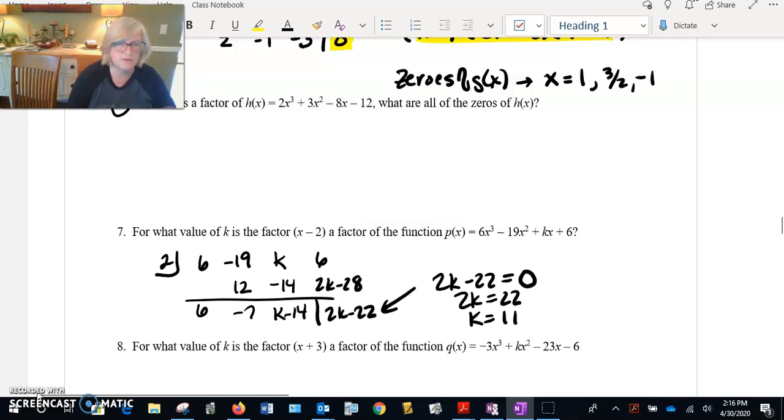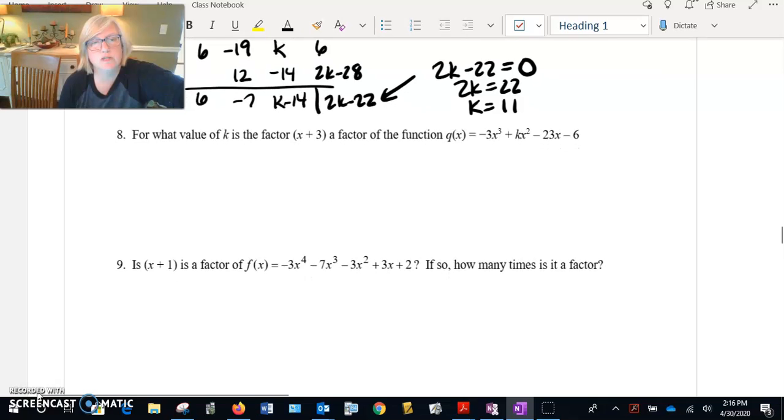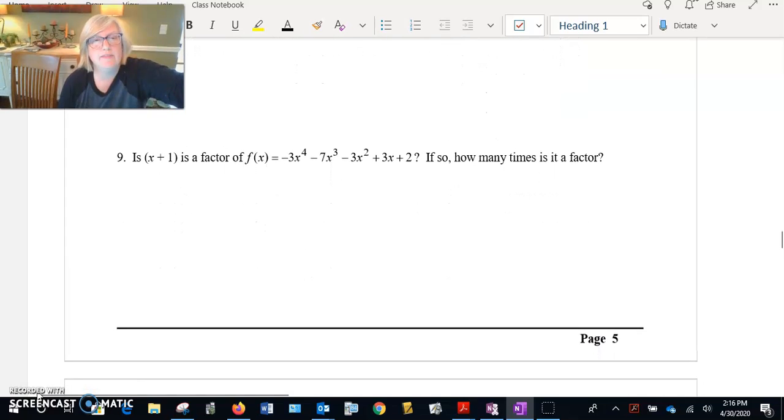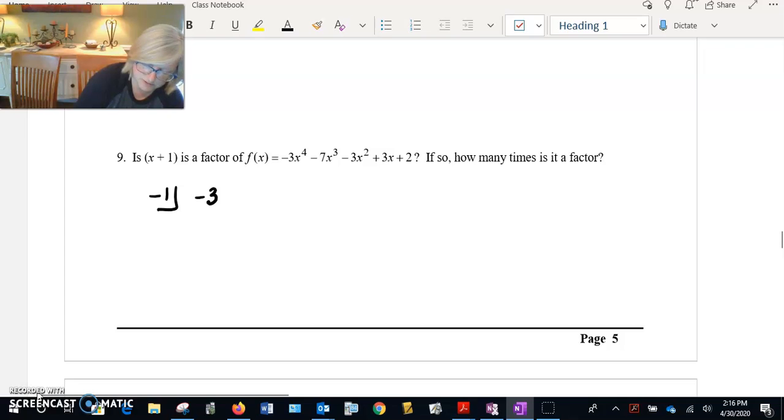All right, we're going to leave number 8 for you to do on your own. And then let's do number 9, and that's that thing that I was talking about earlier, which is this repeated factor. So x plus 1, so let's do negative 1, negative 3, negative 7, negative 3, 3, and 2.